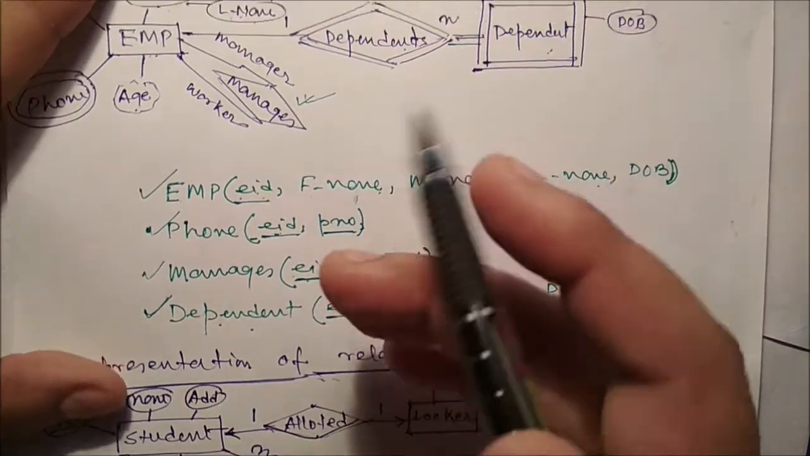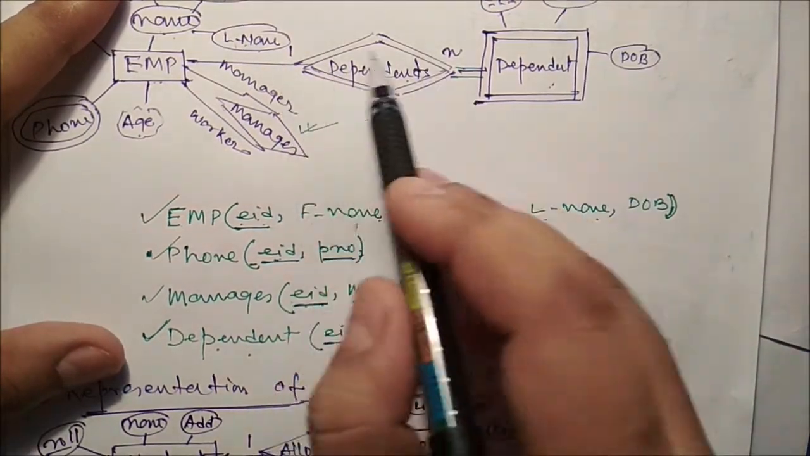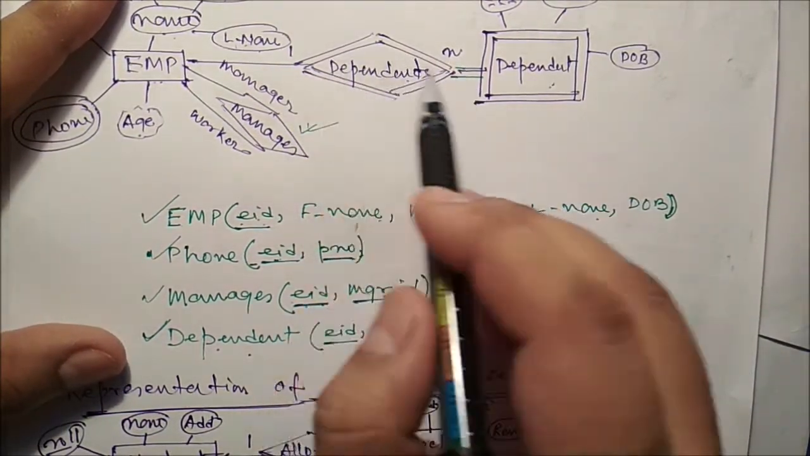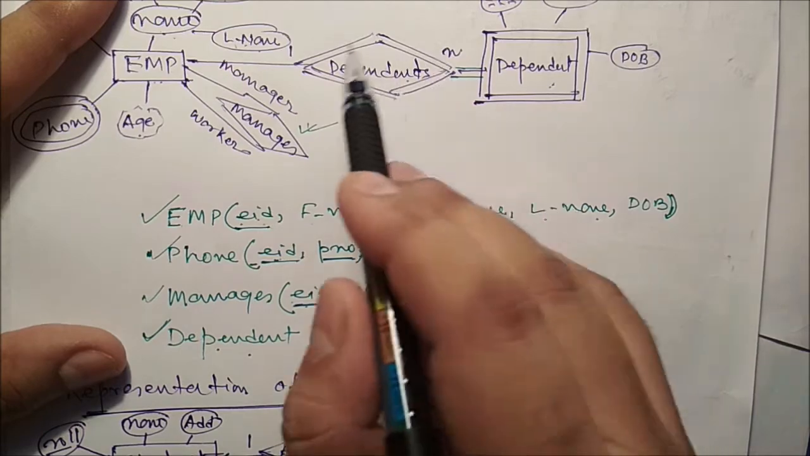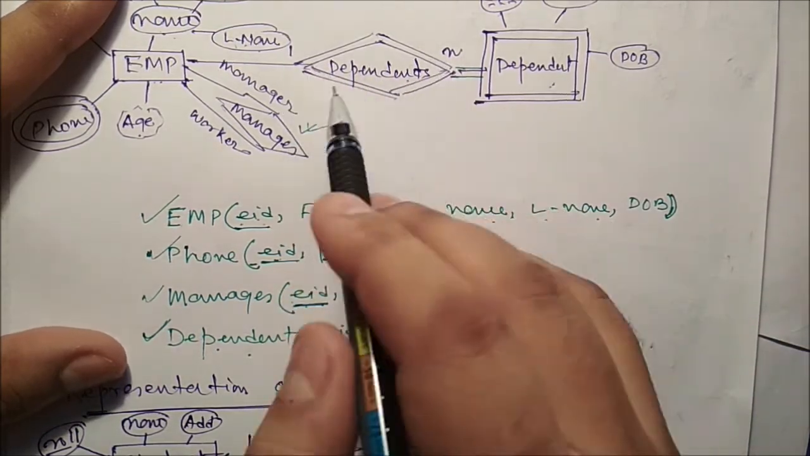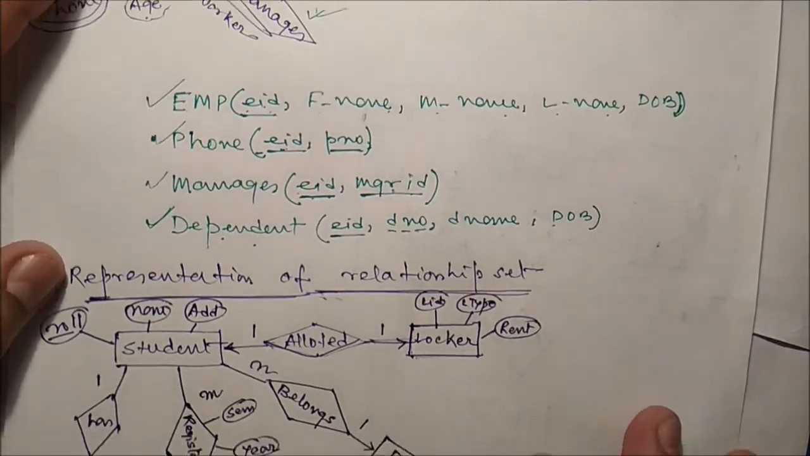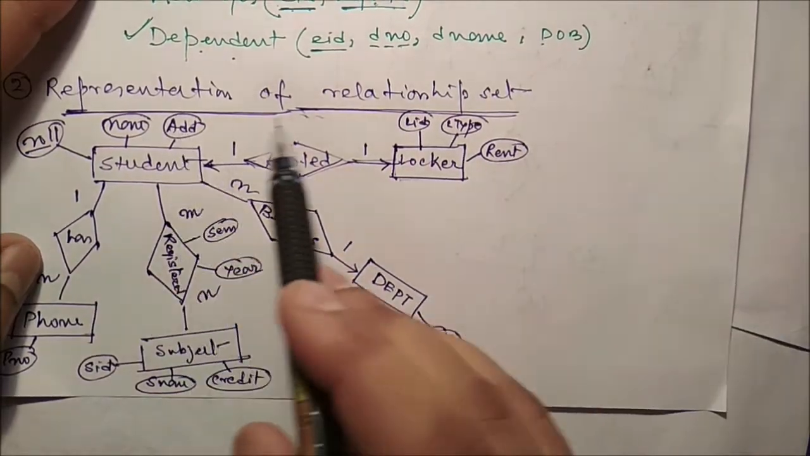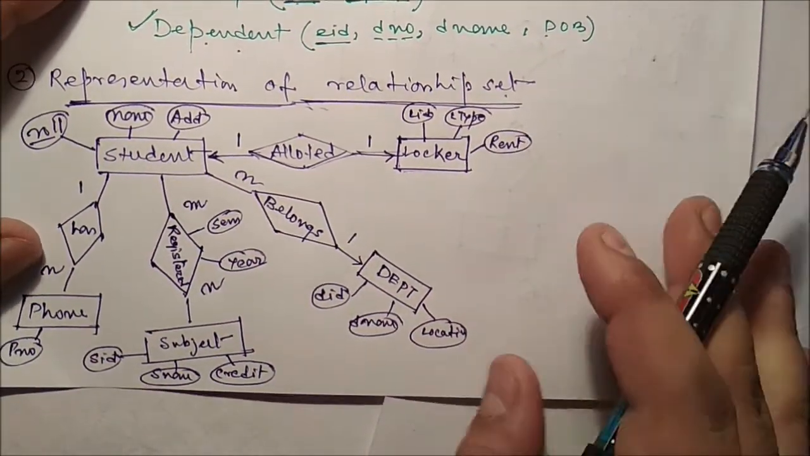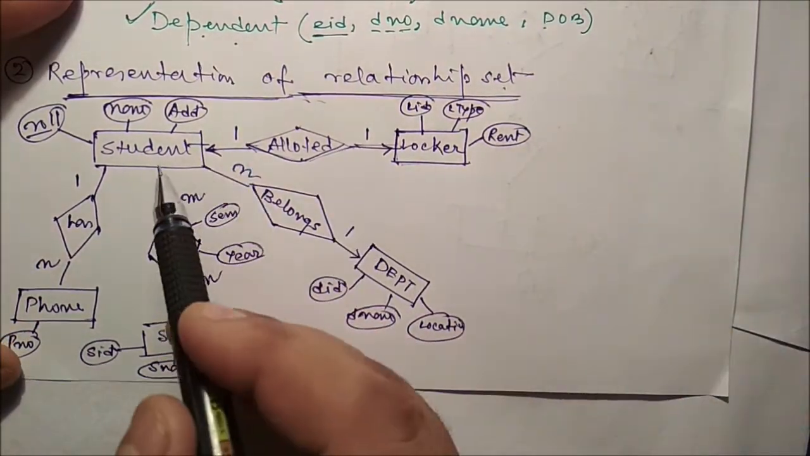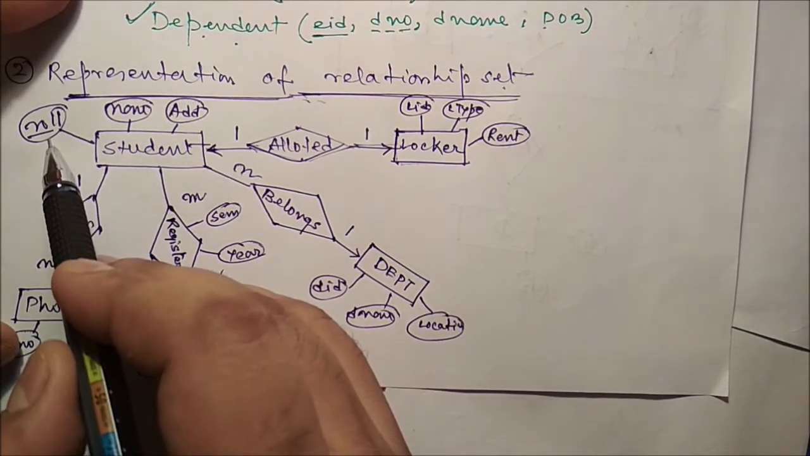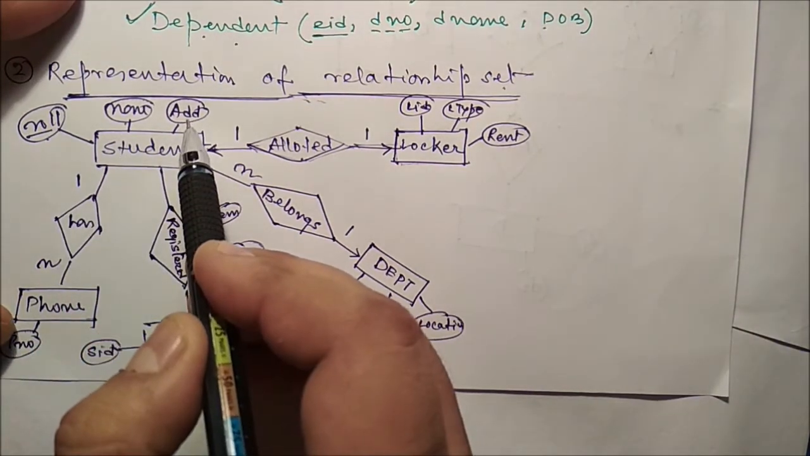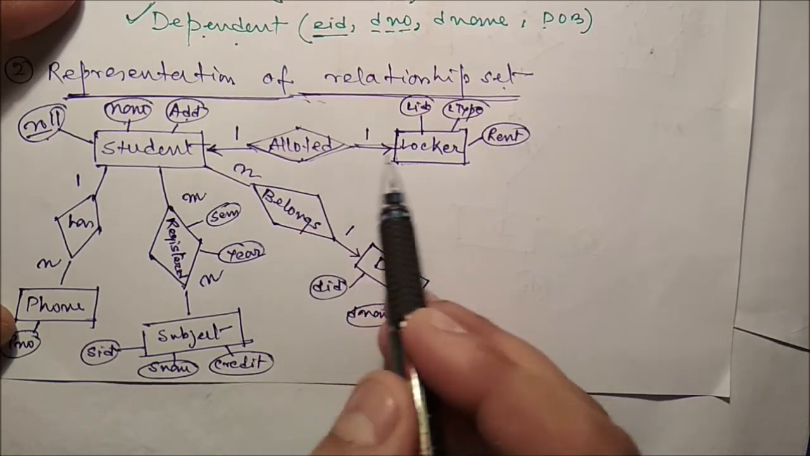Okay. Now here this particular relationship is 1:n, so we don't require any additional table for that. If it is m:n, in that case we need an additional table. Now we can see representation of the relationship set. Now we can see one simple example. Say student: roll number, name, address. These are the attributes.